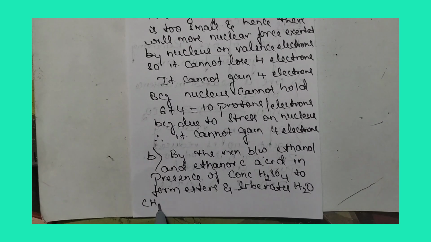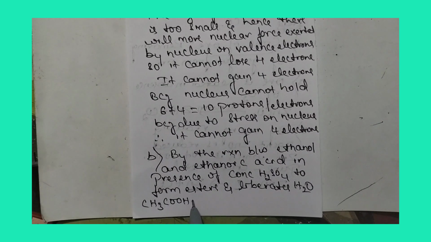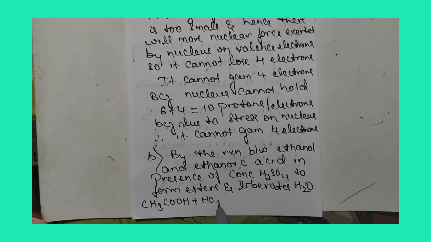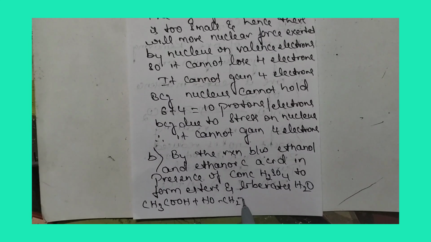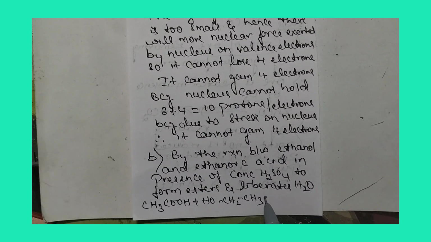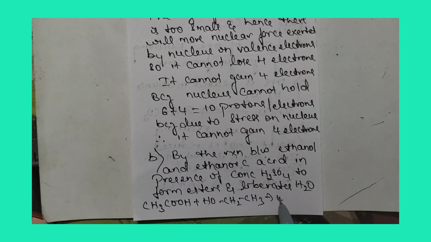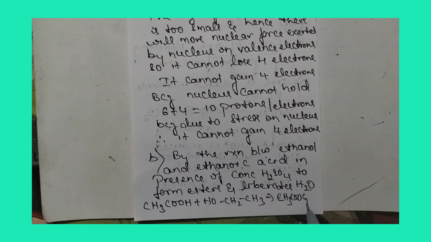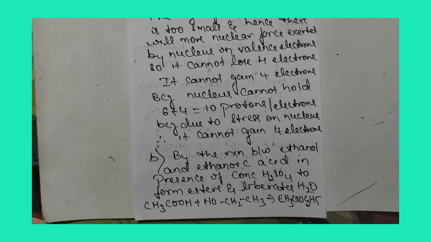So now let us write the equation. CH3COOH plus HOCH2CH3. This is ethanol, C2H5OH. Give rise to, it forms ester, that is CH3COOC2H5 and it liberates water.